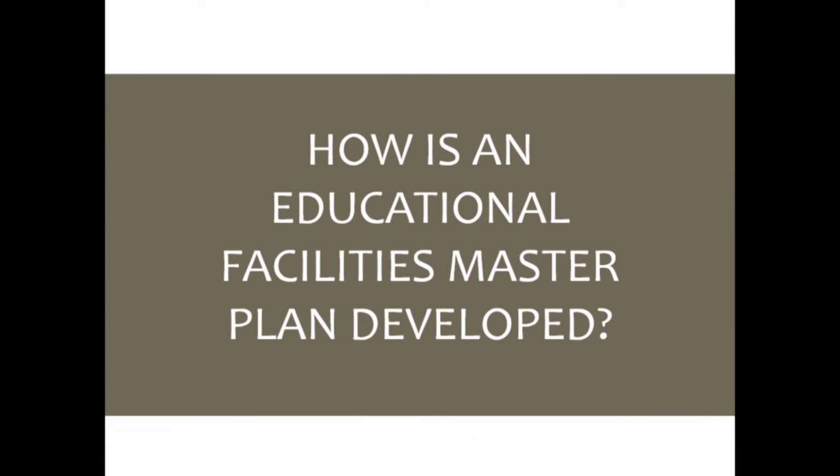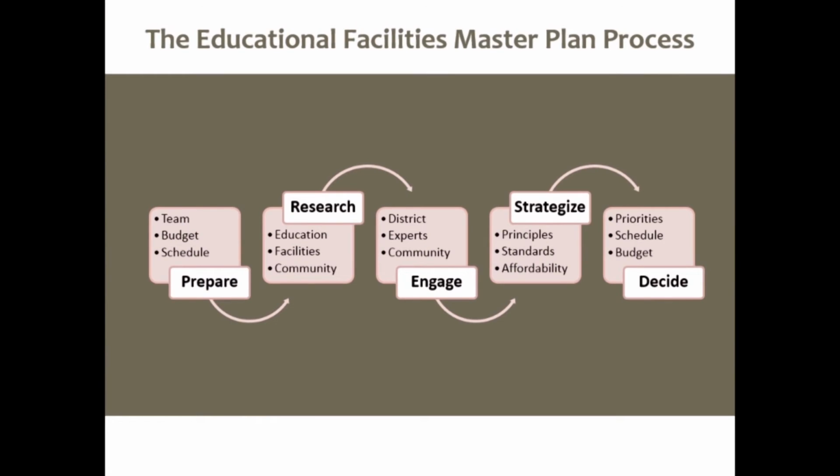Finally, how is an educational facilities master plan developed? Your school's governing board needs to officially decide to initiate a facilities master plan process. There are 5 basic steps in the planning process: prepare to plan, research conditions, engage stakeholders, strategize to find consensus, and decide on the recommendations.